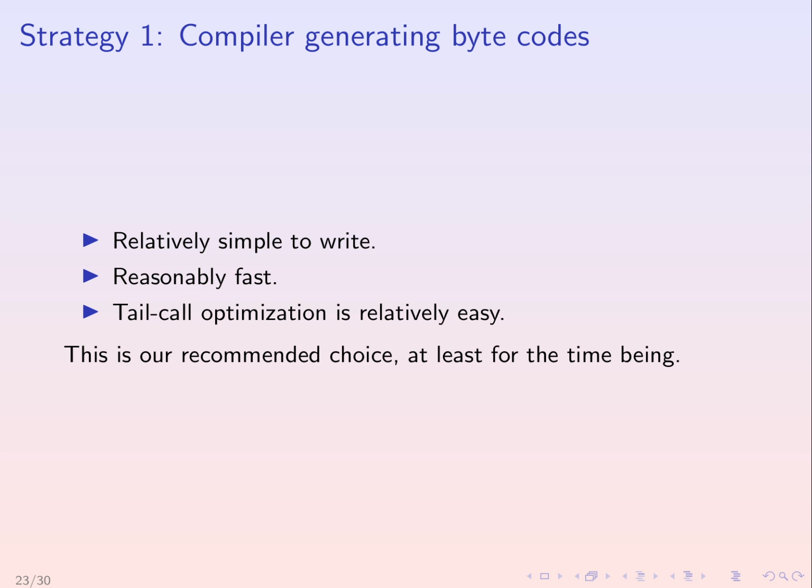And the final possibility for the evaluator is a compiler that generates bytecode. So it's relatively simple to write, it's reasonably fast, and we can do tail call optimizations relatively easily because we are in complete control of the ABI here. So this is the choice we're going to make, at least for the time being. We might revisit it later. And we're not going to discuss the evaluator any further in part 1, so it's going to be in later parts.